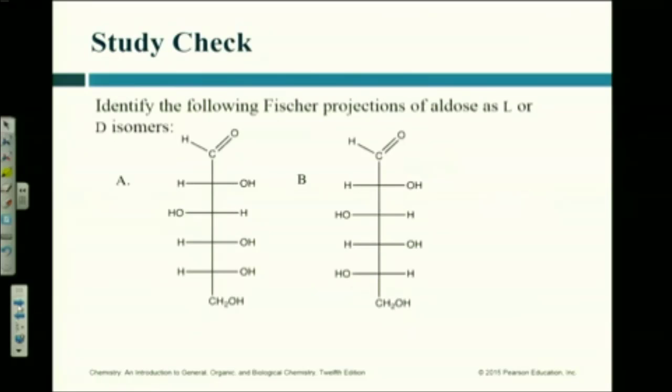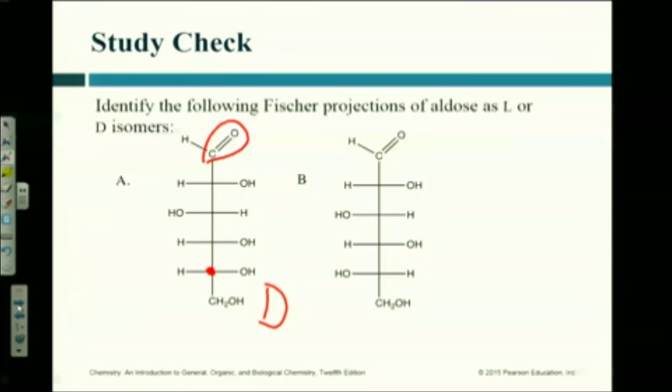Okay. Identify L or D. I'm going to help you do the one on A first, and then you guys are going to do B. Where's my carbonyl carbon? It's up here, right? So here's my carbonyl carbon. Where's my chiral carbon that's the furthest away? It's down here. This one's not chiral, right? So it's this one. Which side's the OH on? On the right. So this is D.